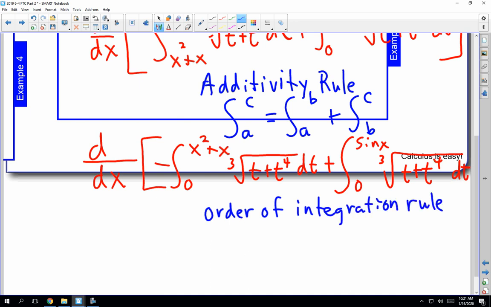And you'll have to do that each time. You're going to get a chance to practice that before you leave today. So, the order of integration rule, which just says that the integral from a to b of f of x dx is equal to negative the integral from b to a of f of x dx.